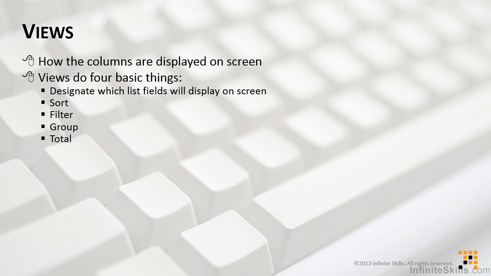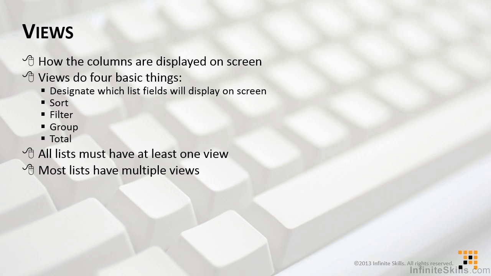Views do 4 basic things. And again, this is a simplification, but most people want to know about these things. Number 1, they designate which list fields or columns will display on screen, because we're not always going to see all of the columns when we first open the list. As far as useful things go, views also sort, filter, group, and total our data. It's important to remember that all lists must have at least one view. Most lists actually have multiple views, things that make sense, and they're already built in so we don't have to work with them ourselves. They simply come with the template for the list.